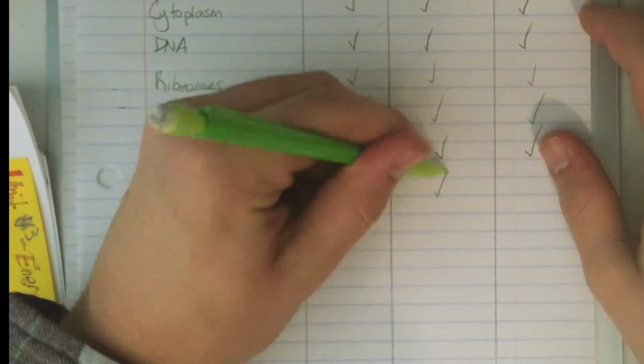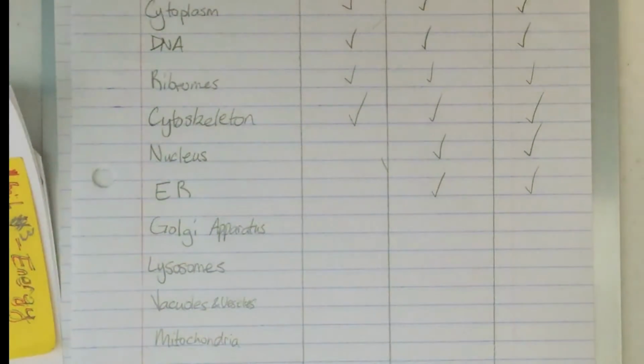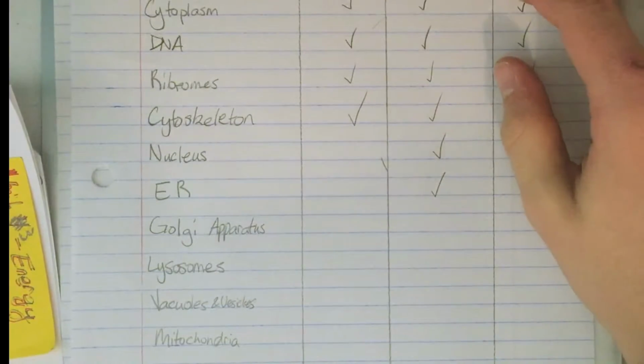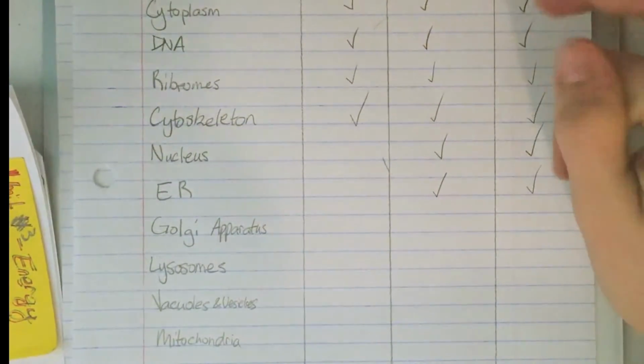Only the plant cells and animal cells have that, because they're doing a lot more production of stuff, as far as a lot more proteins are made for a eukaryotic cell. And an ER is where that happens.